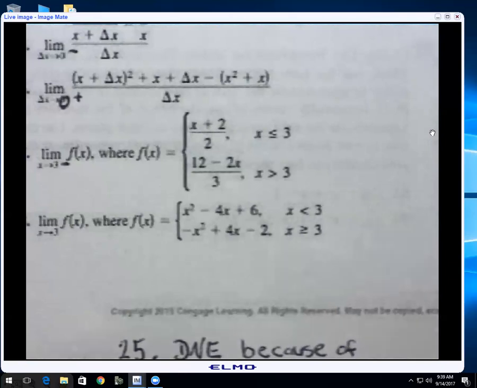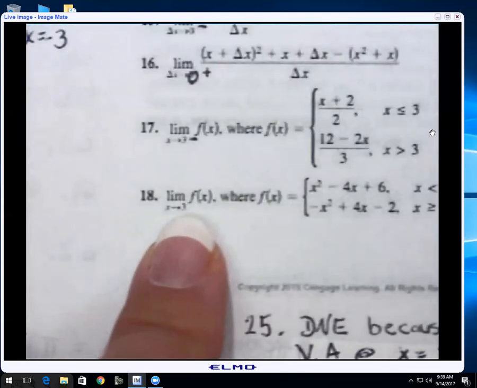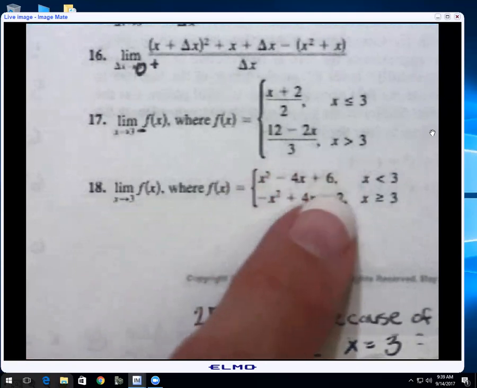What's this problem actually asking for? Approaching 3 from the left? If I'm approaching 3 from the left, a number's just a little tiny bit smaller than 3, will I plug 3 into the first?